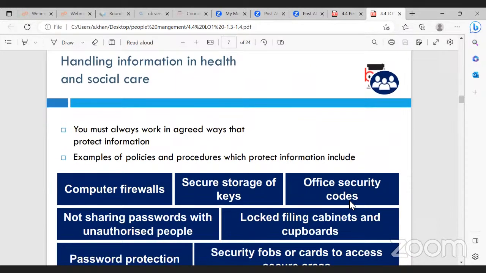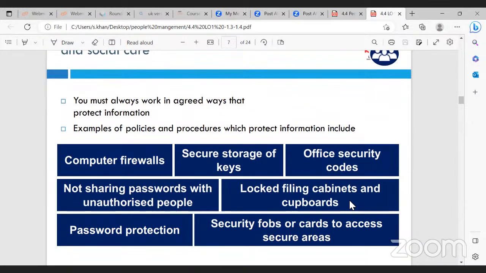Handling information in health and social care. You must always work in agreed ways that protect information. Examples of policies and procedures which protect information: computer firewalls, secure storage of keys. So any keys that you've got to patients' information, keep them secure and obviously only have limited people using them.